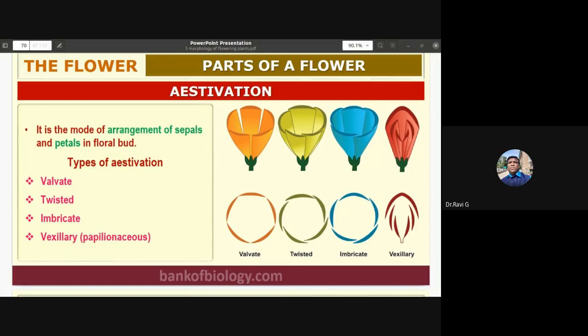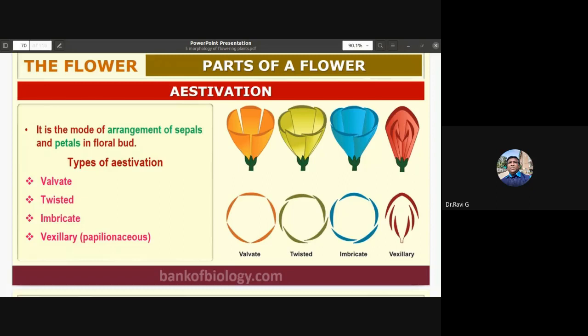In twisted estivation, for the sepals or petals, one part of the petal is in, one part of the petal is out. So one part is overlapping, one part is overlapped. All the petals show this partially overlapping and partially overlapped condition, so they appear like a twisted or contorted condition. That is why this estivation is called twisted or contorted estivation. This twisted estivation you can notice in the bud condition of the hibiscus or China rose or daswala.